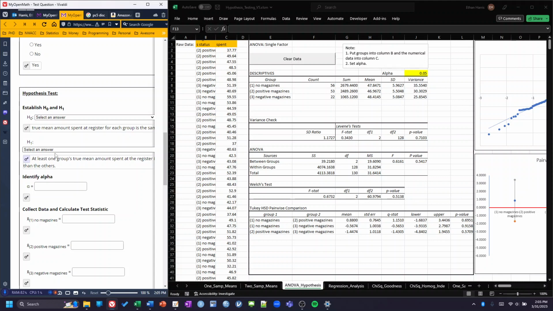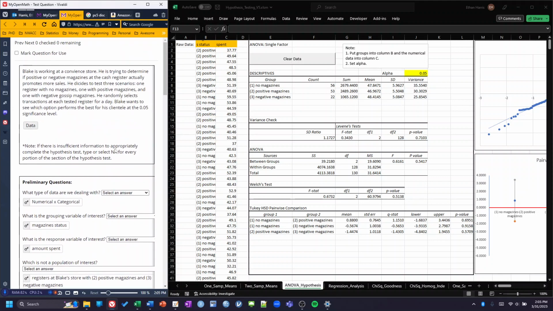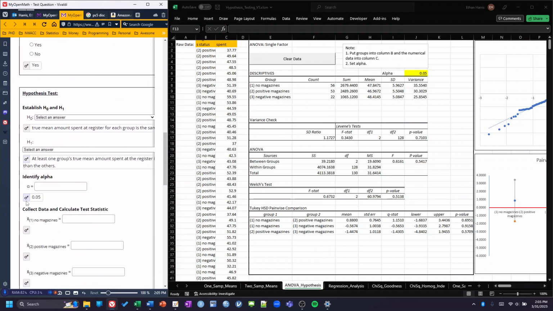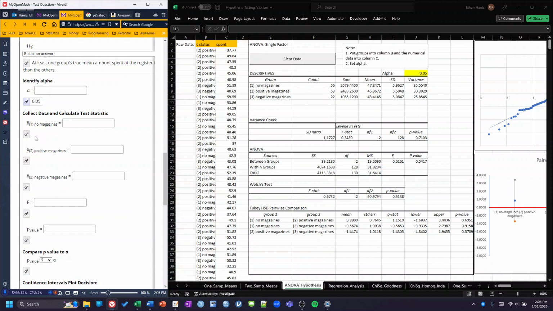Okay, so we need to identify our alpha. If we go back up to our problem, it said that we're at the 5% significance level. So that is our alpha level. And then we need to collect our test statistics and sample statistics. So our X bar 1 of no magazines is 47.8471. And if we click on this, 47.8471. Positive magazines, we get 4696, which matches up over here. And the last one should be 4841. And we look pretty good. Great, so we have these.